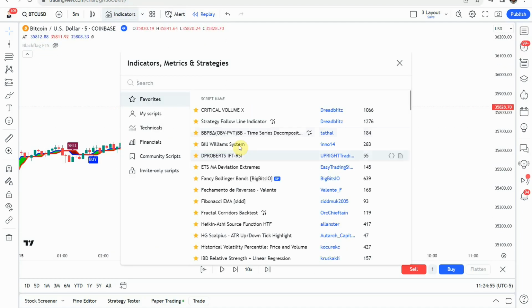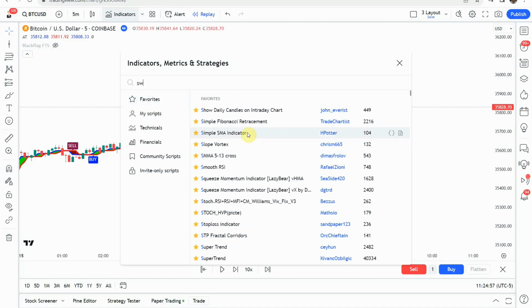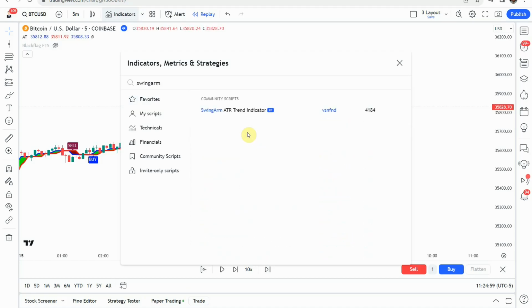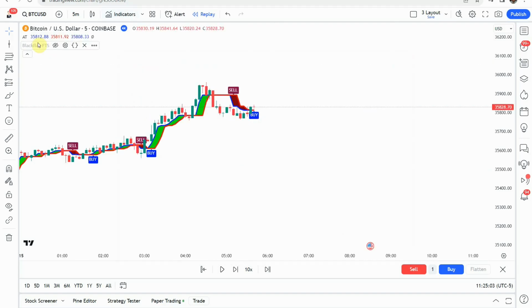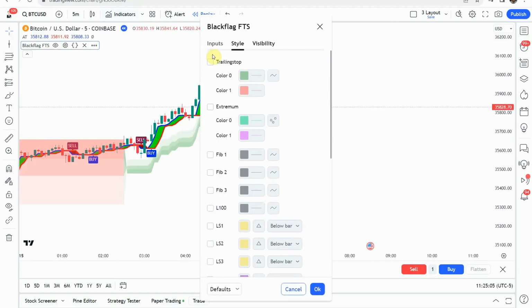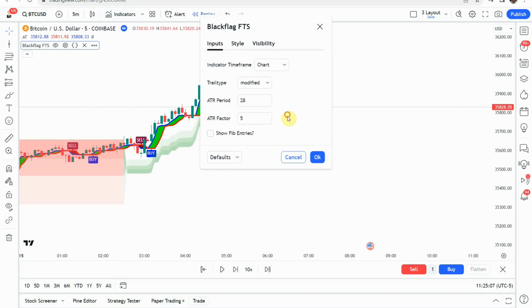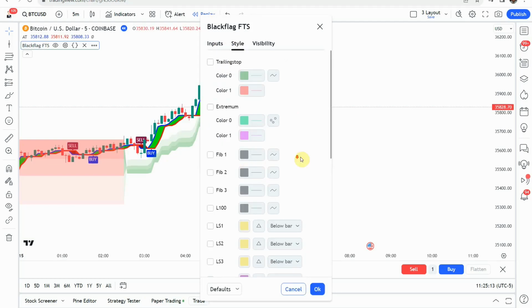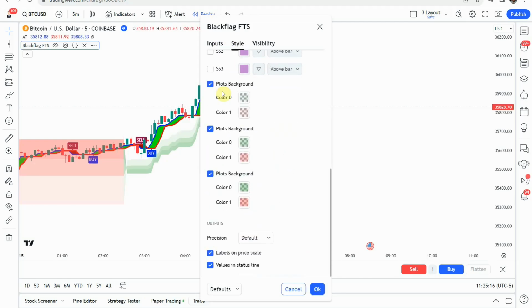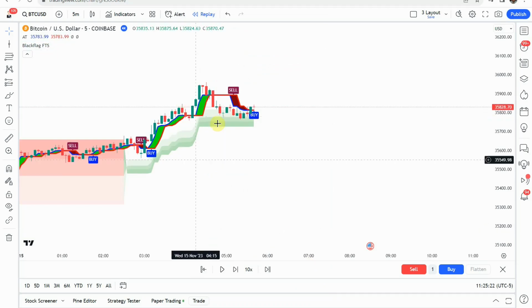The next indicator that we are going to put on the screen is going to be the Swing Arm indicator, the Swing Arm ATR. So you'll add that one to screen, and you will go in, and I believe the input stayed on default. You'll make sure that this is unchecked, and under styles you'll uncheck everything but these last 5 options here, and that'll give you what you see on screen now.